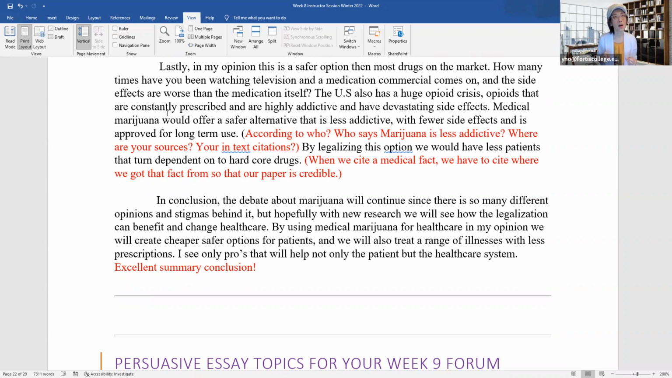So if you Google signal phrases, you can get yourself a list of signal phrase verbs. So instead of constantly saying, Dr. Smith says, Dr. Smith says, you could say Dr. Smith states, Dr. Smith expresses, Dr. Smith agrees, Dr. Smith disagrees. So those are all known as signal phrase verbs. In other words, it signals to the reader that you're about to put an APA in-text citation in.